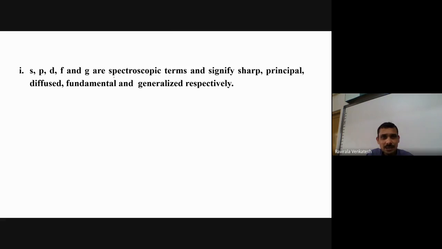Because these come from the spectroscopic terms. S for sharp, P for principal, D for diffusion, and F for fundamental. From there only they derive these. F derived from fundamental, D derived from diffusion, P derived from principal, S derived from sharp. So these are the spectroscopic terms. In examination, nobody asks this one, so leave it. If you get any doubts, you can just see this one.